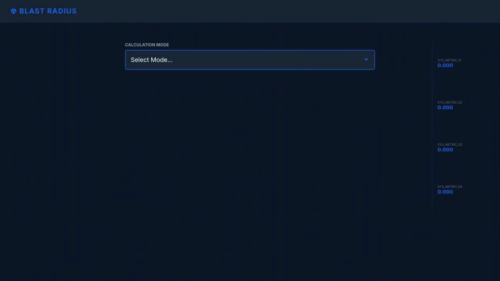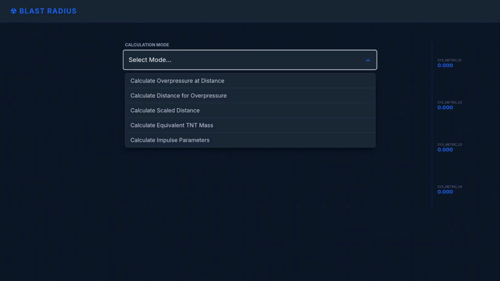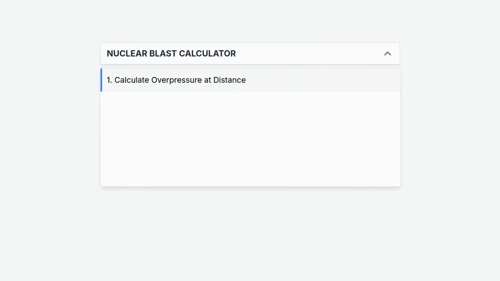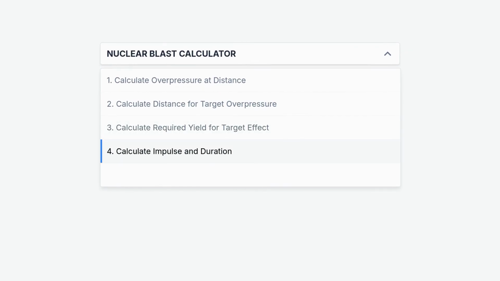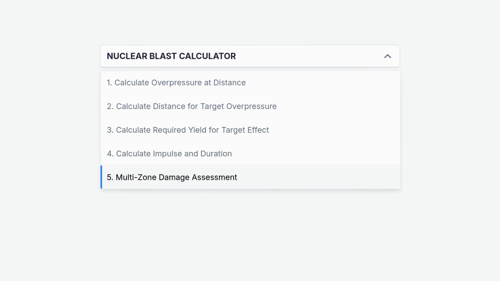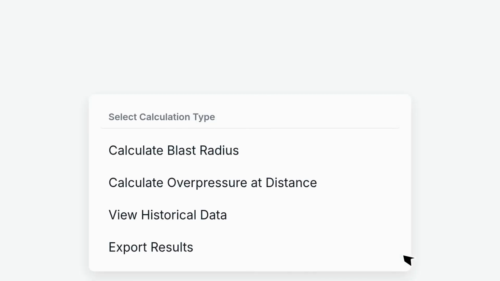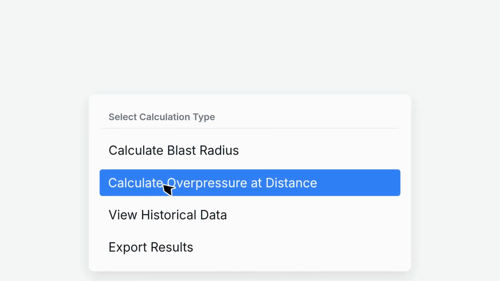Let's explore the interface. First, you'll see the calculation mode dropdown with 5 options. Calculate overpressure at distance. Calculate distance for target overpressure. Calculate required yield for target effect. Calculate impulse and duration, and multi-zone damage assessment. For this demonstration, we'll select Calculate Overpressure at Distance.